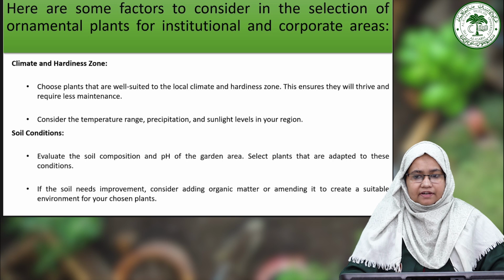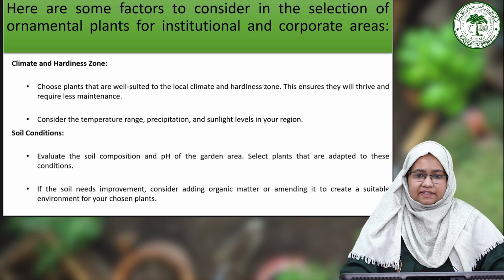Here are some factors to consider in the selection of ornamental plants for institutional gardens and corporate areas. The first is climate and hardiness zones. Choose plants that are well suited to the local climate and hardiness zone. This ensures they will thrive and require less maintenance. Consider the temperature range, precipitation and sunlight levels in your region.